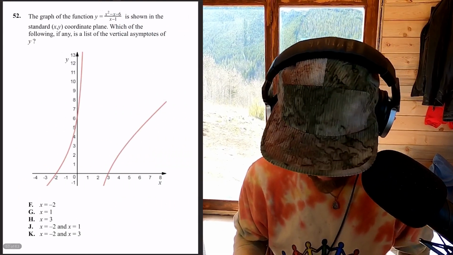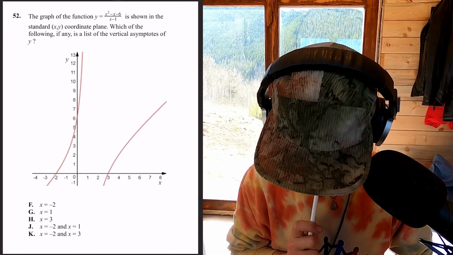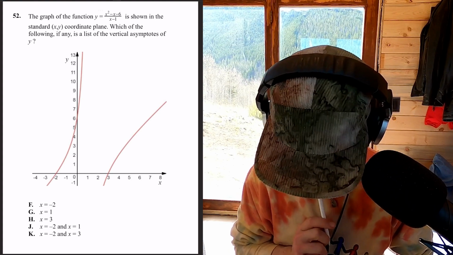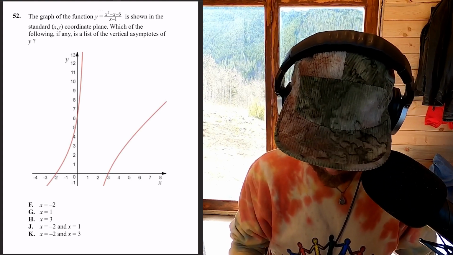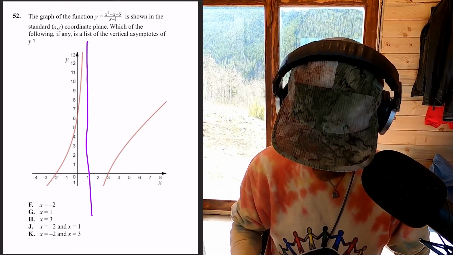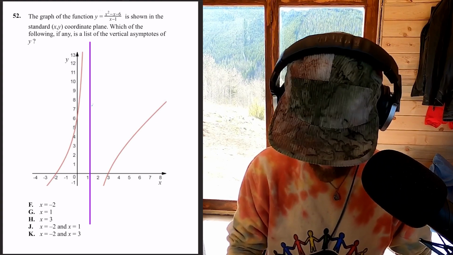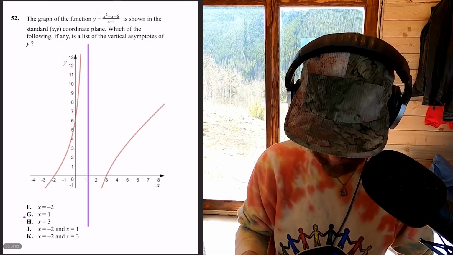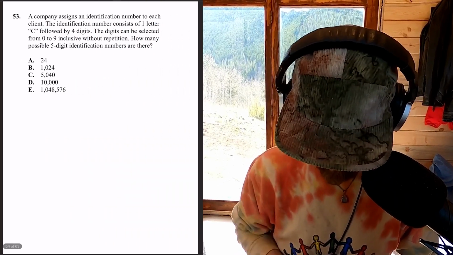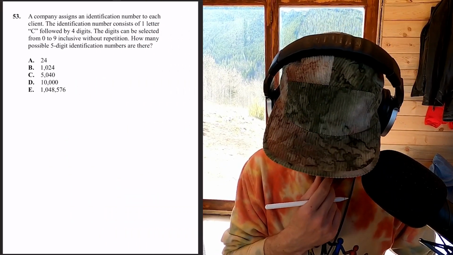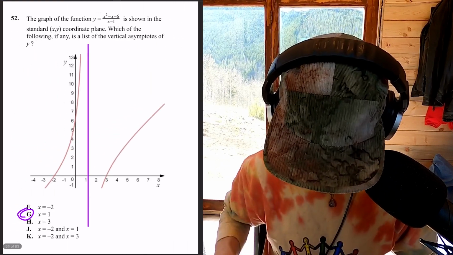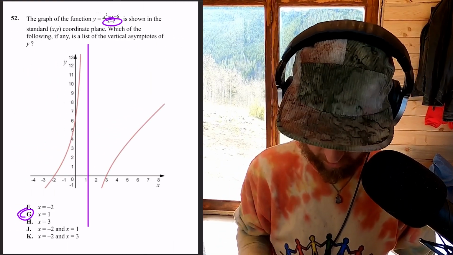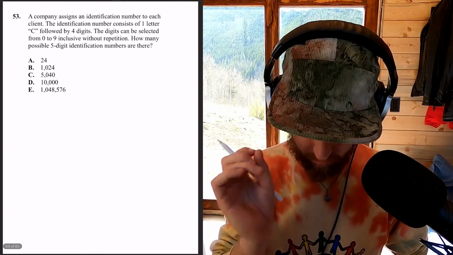All right, 2 minutes. The graph of the function x squared minus x minus 6 over x minus 1 is, oh gosh. Which is the vertical asymptote of y? Vertical asymptote's about right here, looks like. I'm guessing that's at 1. That's what they're trying to say. X equals 1. We're going to go with it. Vertical asymptote, the number you can't divide by.